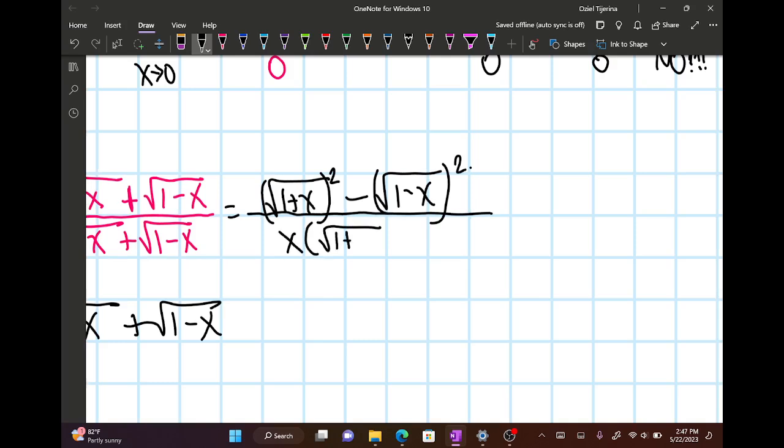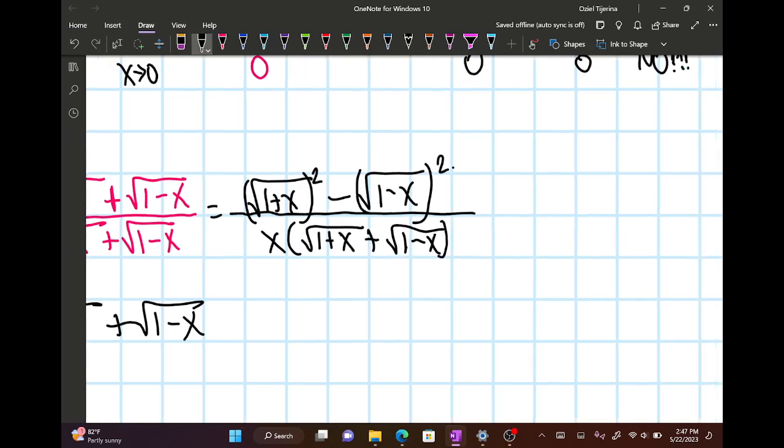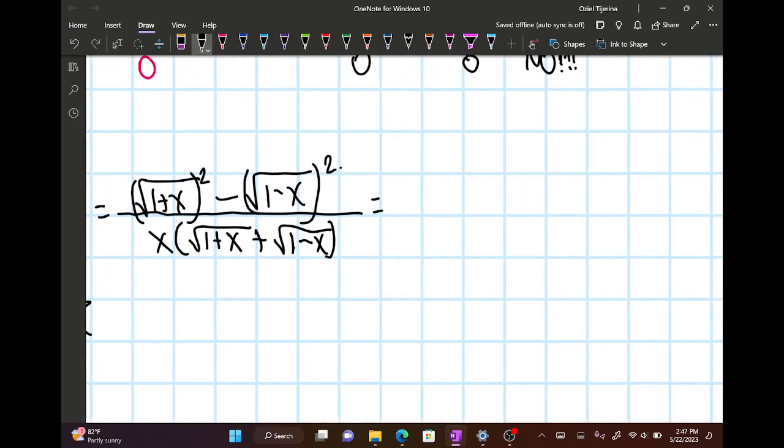So that's a key thing to remember: we never distribute the bottom. Never distribute. We keep it in factored form because at the end something is going to cancel out in there.